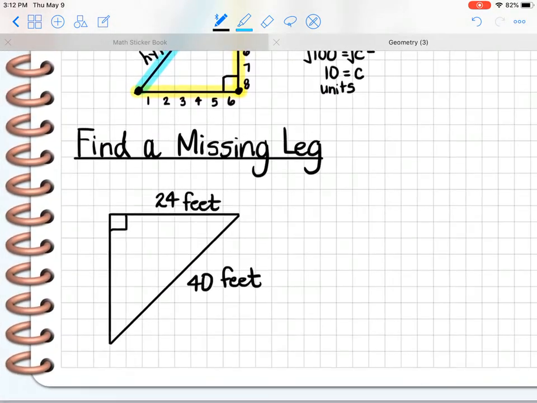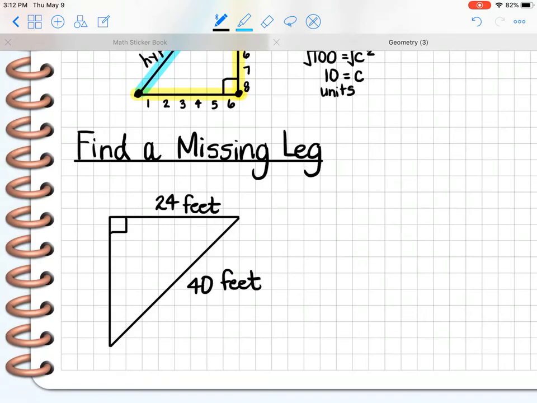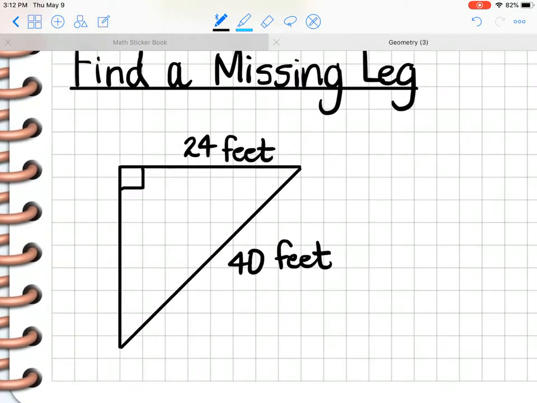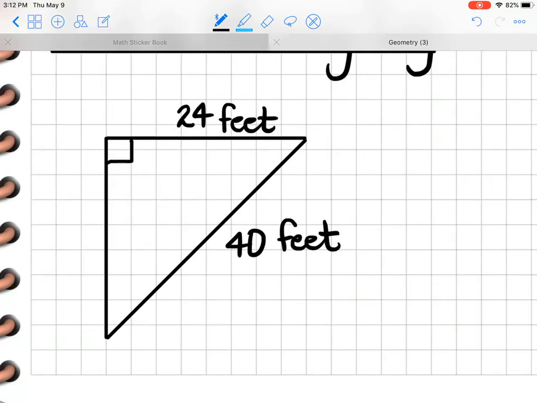Okay, what if you're missing a leg? That sounds a little funny, doesn't it? Find a missing leg. I should have said a missing leg of a triangle. I did not mean anything untoward there. So let's look at this picture.